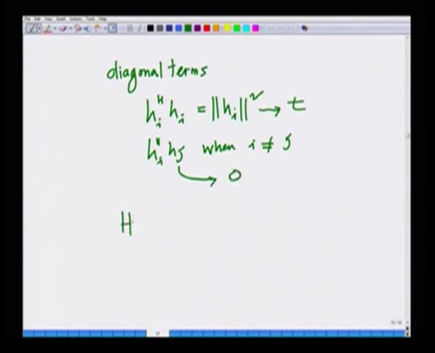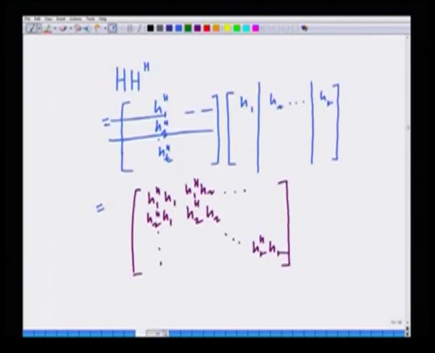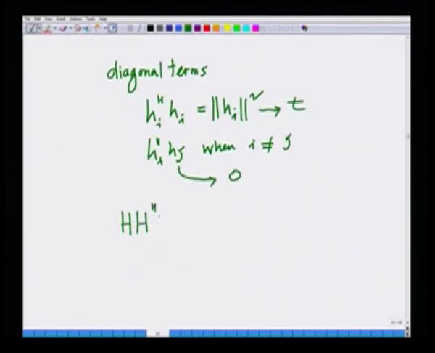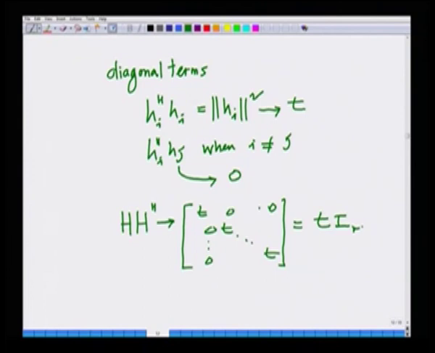So, the matrix H H Hermitian for large number of transmit antennas compared to receive antennas looks as follows. It looks like T, T, T and zeros on the off diagonal. In fact, this should not be equal to, this should be a tends to, all right, which is nothing but T times the identity matrix, T times the identity matrix of size R, because H H Hermitian, remember, is of size R.